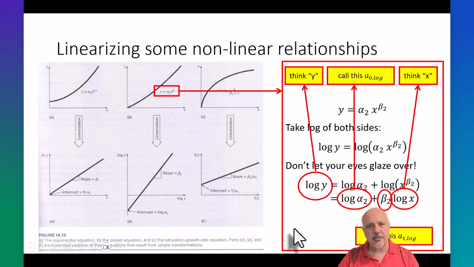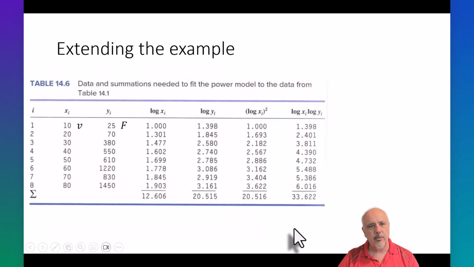Okay, so let's put that to use with our example. The reason I'm excited about this is because that force is the drag force. I think of it with respect to velocity. Drag force is proportional to velocity squared. So I'm anticipating that beta 2 should be near 2 if this were correct.